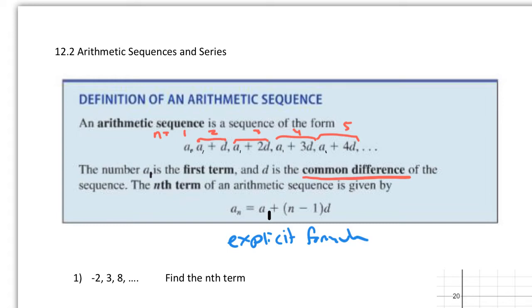One of the things you'll notice in the book is they just call the first term a. I don't really like that. I like having that subscript of 1 to tell us it's the first term. But if you ever see the book say a, it's just talking about the first term.